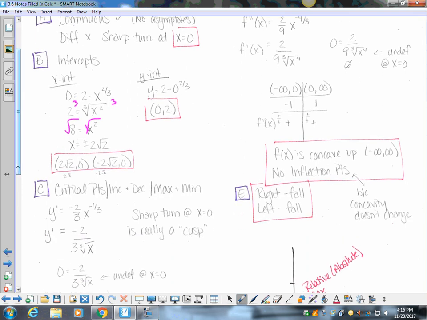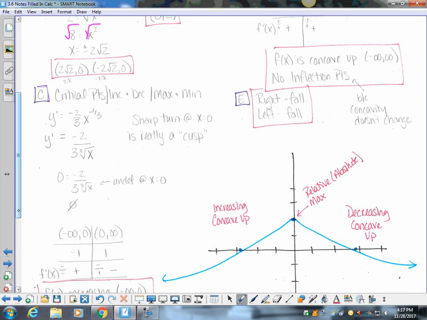Okay, so those are my intercepts. And then the y-intercept, I'm going to plug 0 in for x, which is really easy and gives me (0, 2). All right, my critical points and my increasing and decreasing. Remember, you have a sharp turn at x equals 0. They call it a cusp, and you can see from the graph, that's what they call a cusp, which we haven't dealt with very much. And it doesn't pop up that often, but it does pop up enough to where you need to know what that is.